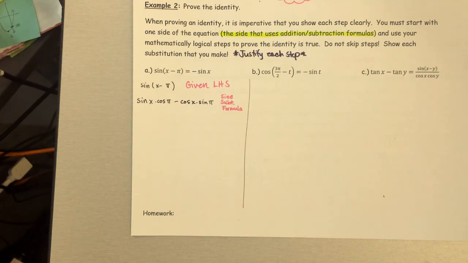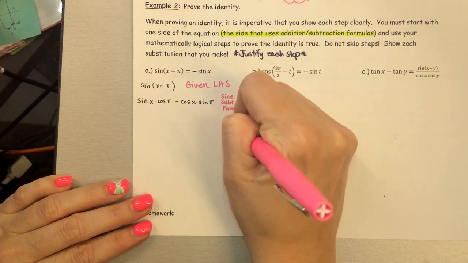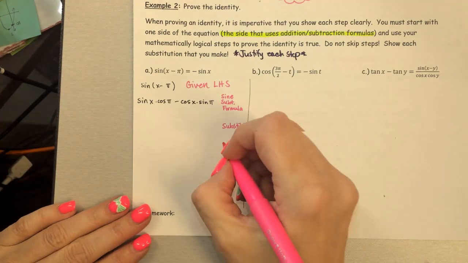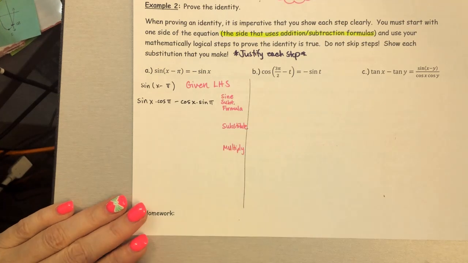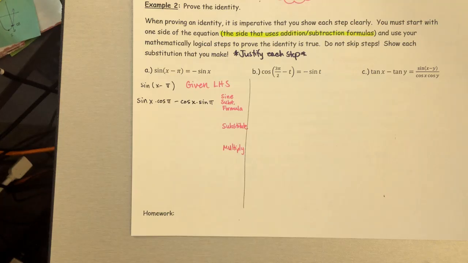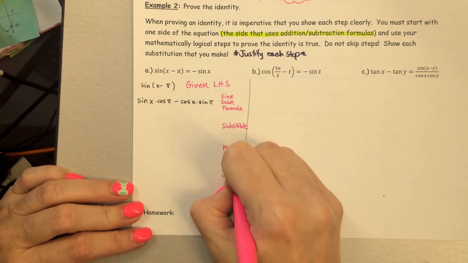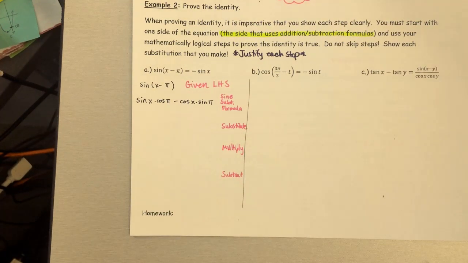Your next steps are going to be the same for every single one. So you're always going to do substitution with values from the unit circle. After that, we're going to multiply. And then after we do that, sometimes you subtract, sometimes you add. So we're going to look and see what we have.